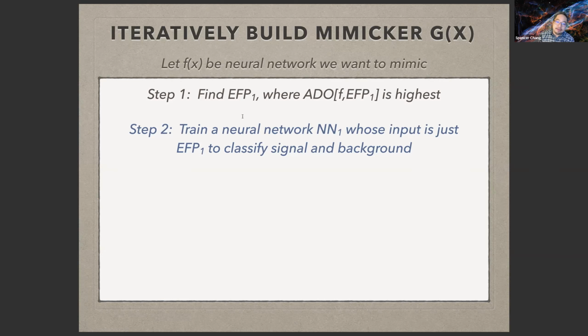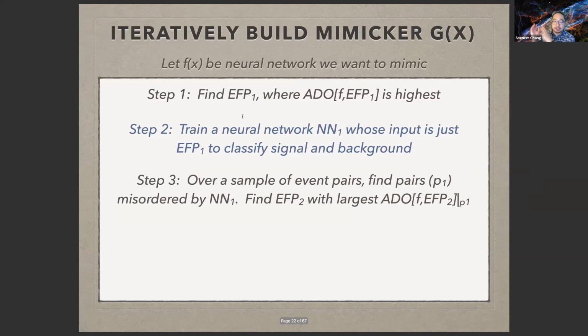So now, after you're done, you can compare neural network 1 to F, right? You can look at the decision ordering on a set of event pairs. You can find some that don't order the same way for neural network 1 compared to the one I want to mimic, the F neural network. And so take the pairs that are misordered by this neural network and just repeat the process.